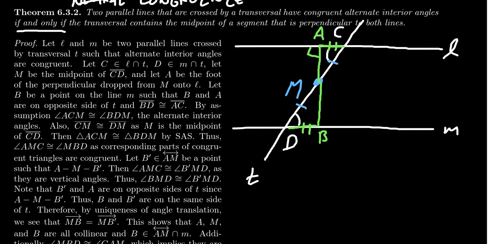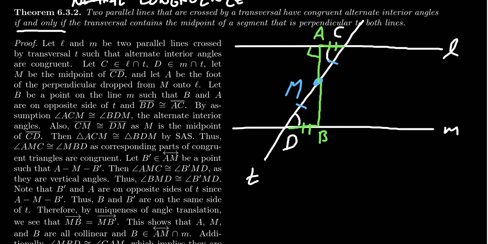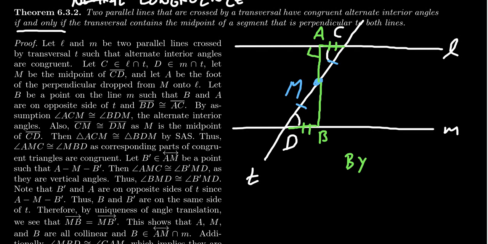Well, recall by the constructions we have here, M was chosen to be the midpoint, so MC is congruent to MD. By construction, the segment AC is congruent to DB. And then also, by assumption, the angle C is congruent to the angle D. These were our congruent alternate interior angles here. So then by our side-angle-side triangle condition, we get that triangle ACM is congruent to the triangle BDM.